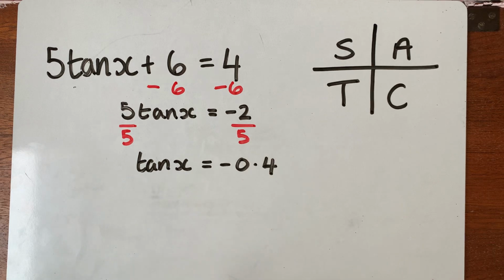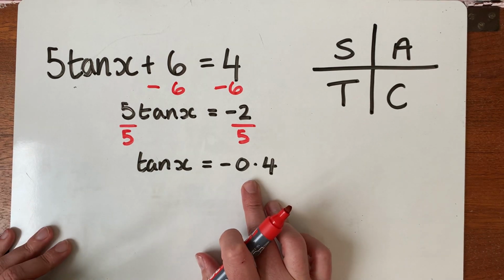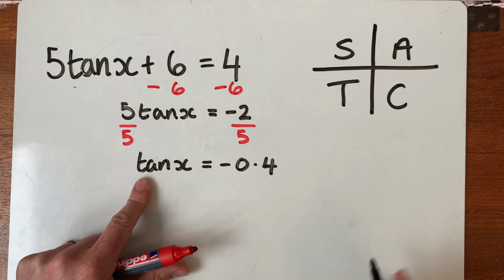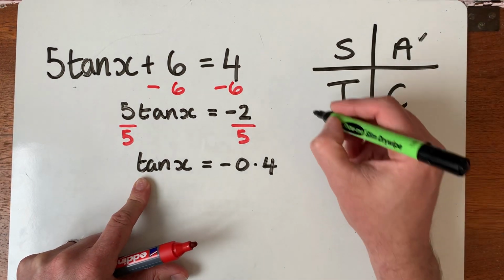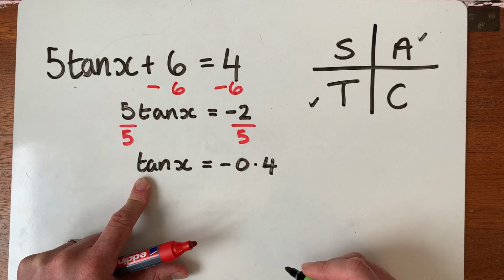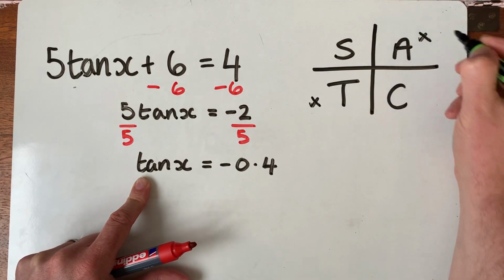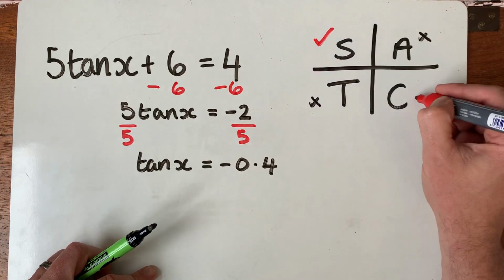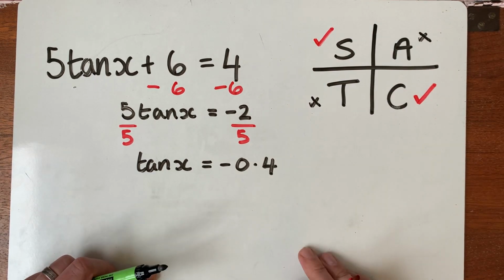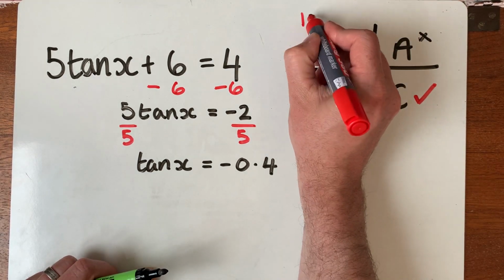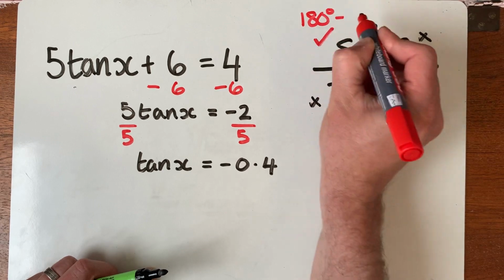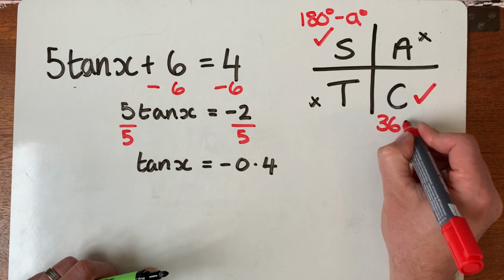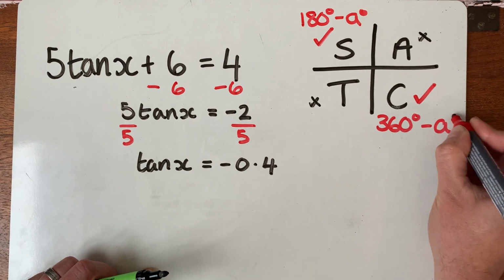We ask ourselves the question, is my value positive or negative? It's negative. If it was tan and it was positive, I would be ticking A and I would be ticking T. I'm not going to be picking those because it's negative. That leaves me with the second quadrant and the fourth quadrant. What are the rules for those quadrants? 180 degrees minus the answer I get on my calculator, and 360 degrees minus that answer I get on my calculator.